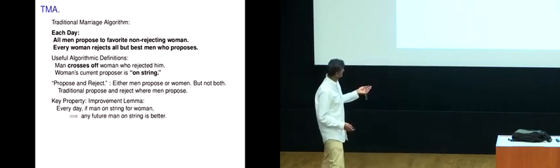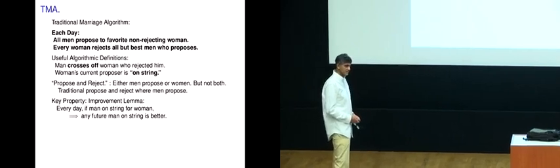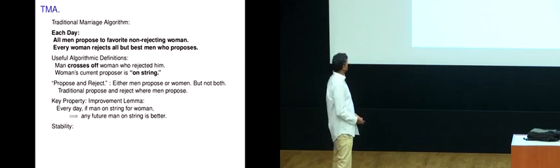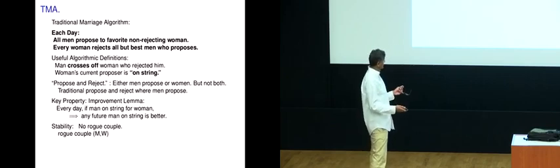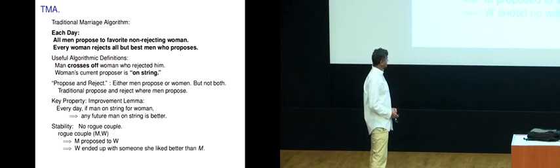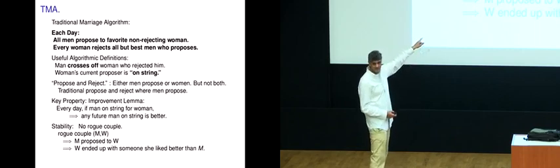If a man is on the string for a woman, any future man on the string is better, because you have the previous man there. Okay? No rogue couple. The proof of that is, assume there's a rogue couple, M and W. M proposed to W. W ended up with someone she liked better than M. That's because of the improvement lemma.